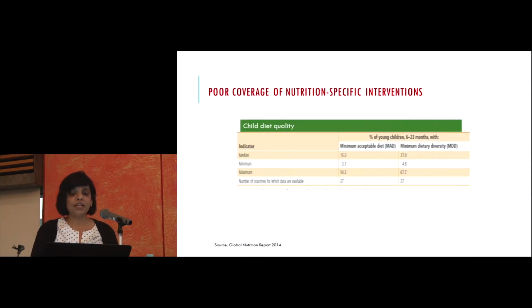For example, if you really look at the minimum dietary diversity, MDD, which is basically consumption of 4 food groups out of 7 recommended food groups in the last 24 hours, just a quarter of children in low and middle income countries that were included in the statistics consume a minimum diverse diet, and about 15% of them have a minimum acceptable diet. So really, there is a long journey still ahead of us.